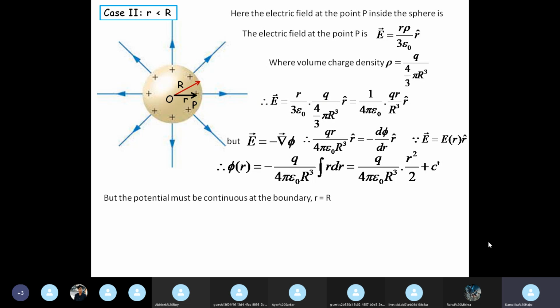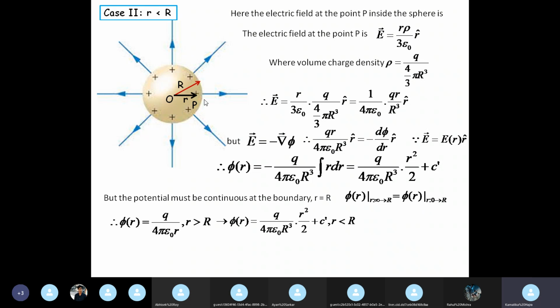We know that the potential must be continuous at the boundary r equal to capital R, right? It cannot be different. We have obtained the value from 0 to r equal to capital R, and then we have earlier got the result from r equal to capital R and beyond, when the point lies outside the sphere. But the value of the potential cannot be discontinuous. So at the boundary it must be continuous. So value of potential as r goes from infinity to capital R, when you are coming from infinity towards capital R, should be equal to potential as r goes from 0 to capital R.